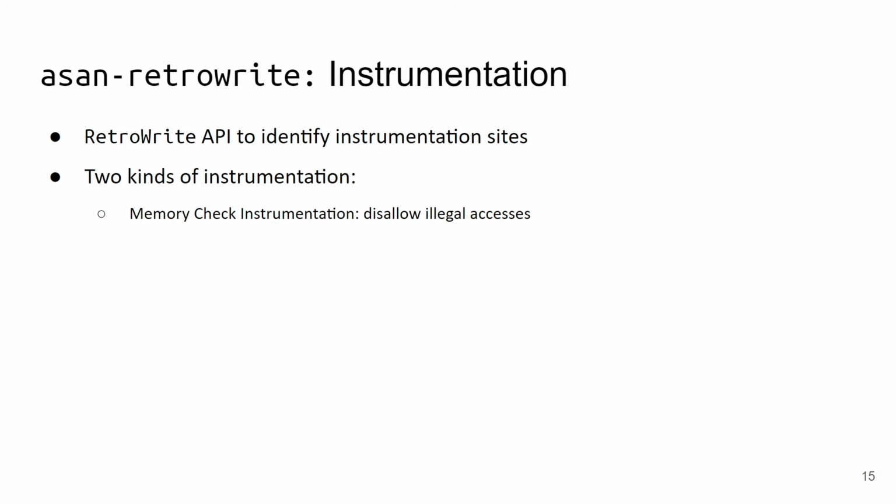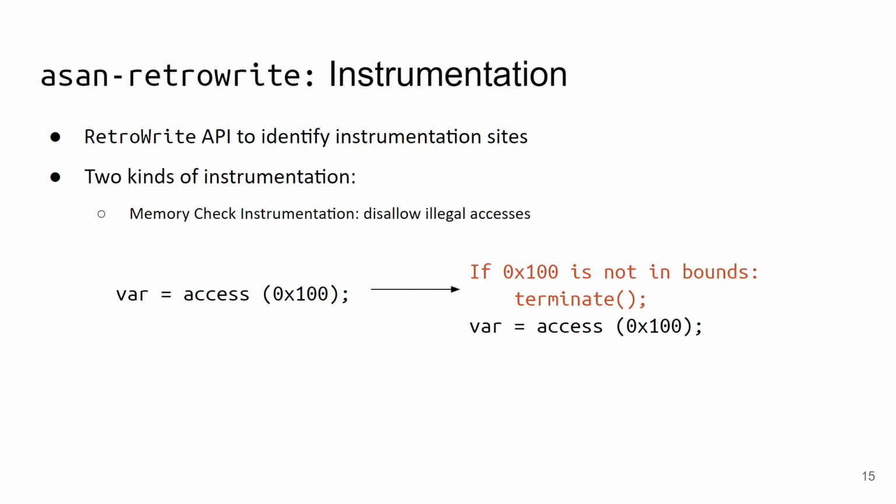Asan-retrowrite uses the retrowrite API to identify two kinds of instrumentation sites. One, every memory access instruction is instrumented to check if the access is within an allocated region. If the access is not within the bounds of any allocation, the application is simply terminated and a detailed backtrace is provided for debugging purposes. Next, every memory allocation site is instrumented to track the allocated bytes. The specific instrumentation depends on the region in which the memory object is allocated.